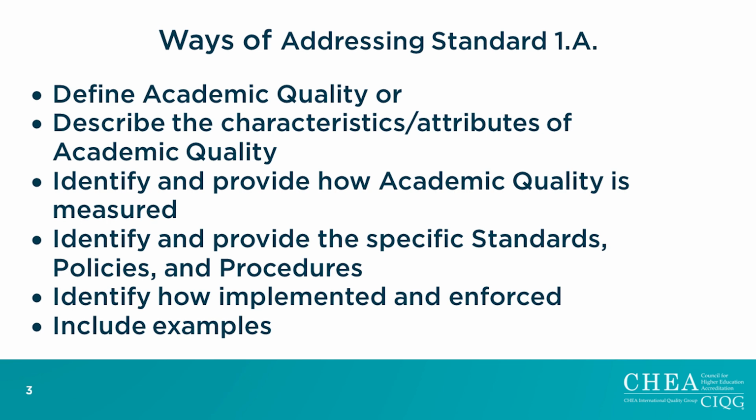The narrative should be supported with evidence of the specific standards, policies, and procedures of the accrediting organization that advance academic quality and identify how it is measured or determined at the institutional or program level. How the accrediting organization implements and enforces the identified standards, policies, and procedures to advance academic quality should be clearly stated within the narrative.